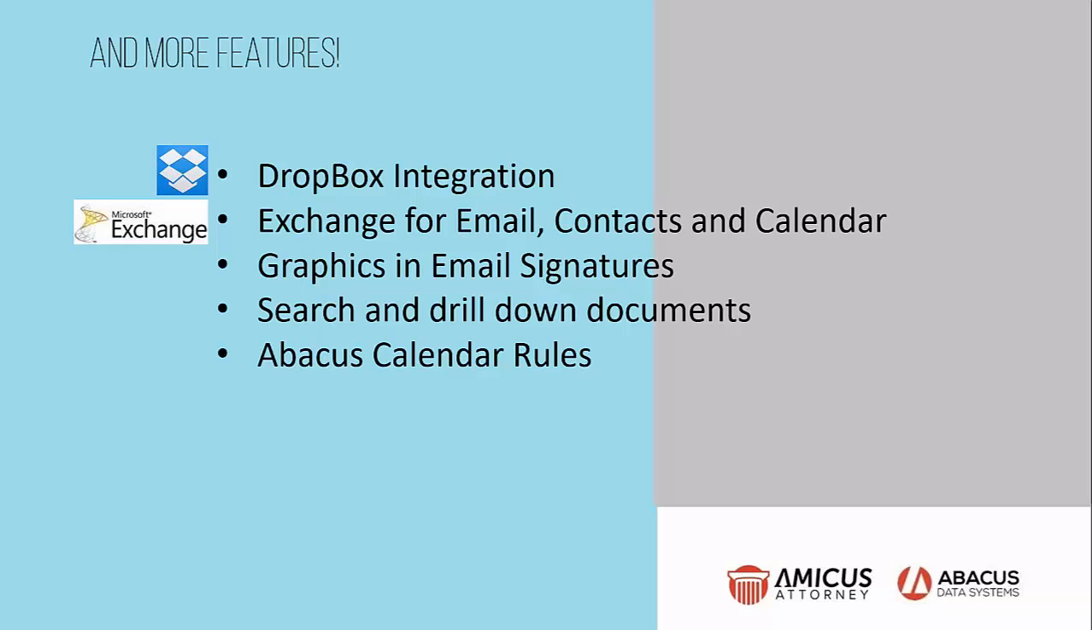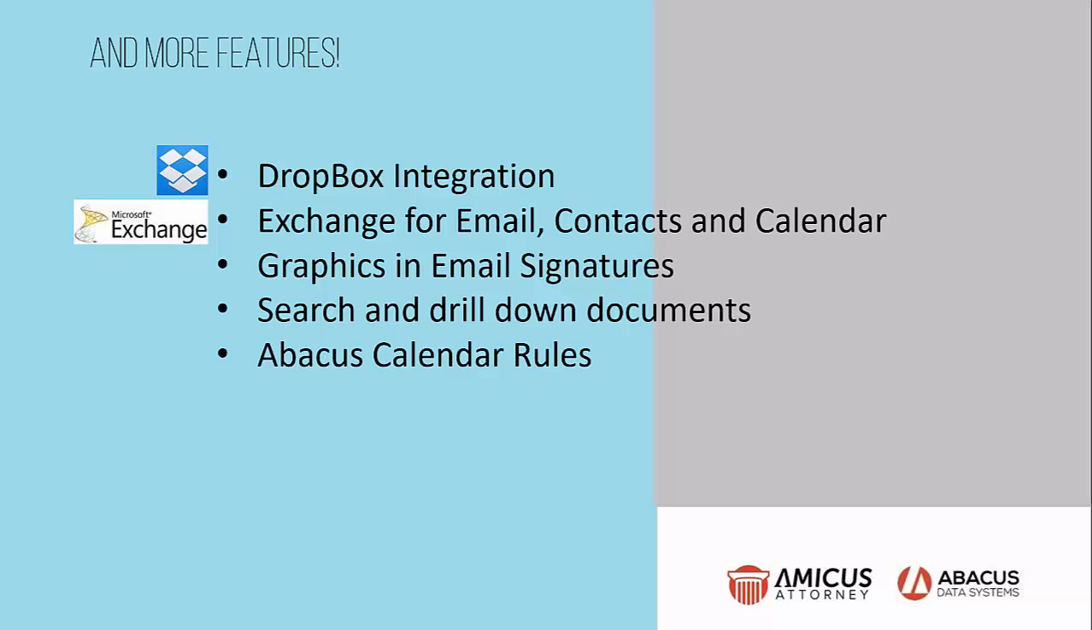Email, contacts, and calendar information is exchanged automatically in real time behind the scenes. So enter a new contact in Amicus, it's on your phone. Enter a new appointment on your phone, it's in Amicus, even if Amicus and Outlook are not running on your desktop. So enter the information on your iPad, and in real time, it's in Amicus. So you don't need Amicus or Outlook running to do this.